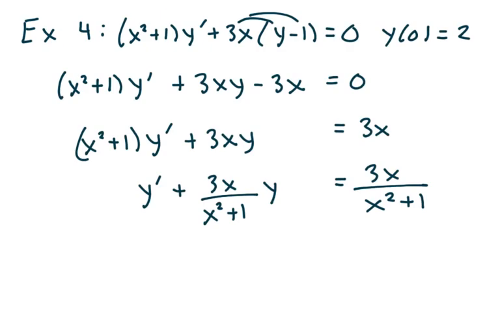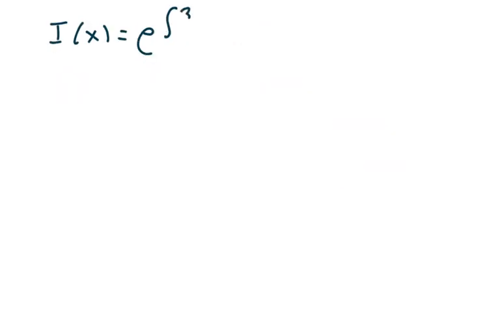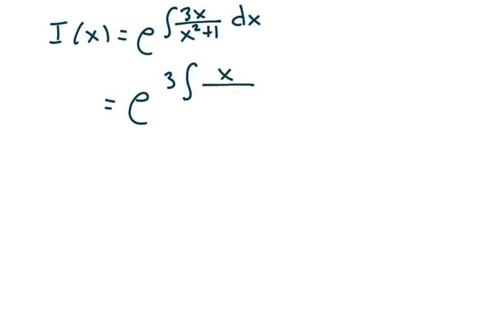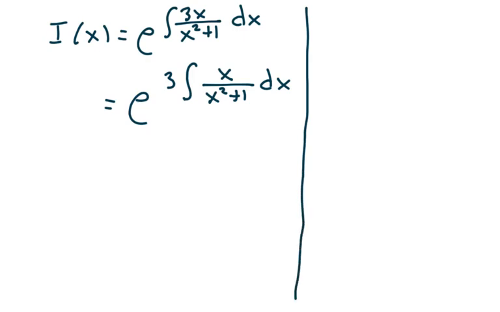And so I of x is e to the integral of 3x over x squared plus 1 dx. Now, what I'm going to do, if you don't mind, is I'm going to take out the 3. So this is e to the 3 times the integral of x over x squared plus 1 dx. Now, I'm going to show you something off to the side here, so that way we don't have to do a u substitution.